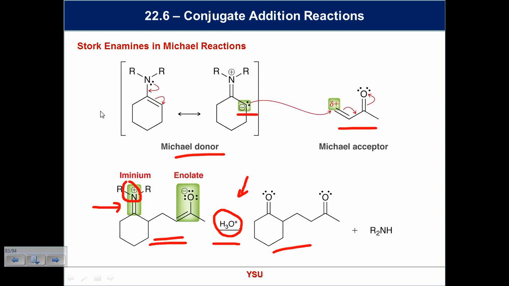And I would point that out on an exam. I would say, these are two steps. What are they? It's kind of summarized as one here, which I don't particularly like. But at the end of the day, you get the same product you would have gotten if you did a Michael addition with an enolate. That's the key.